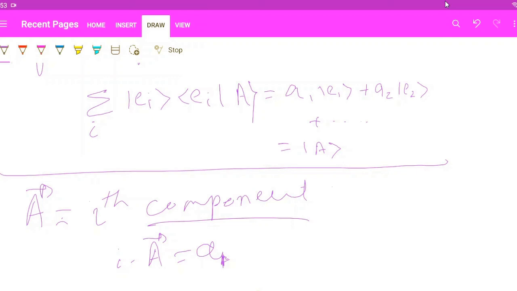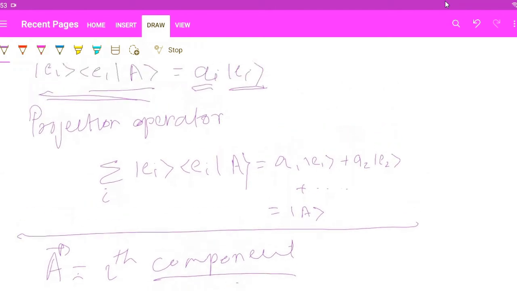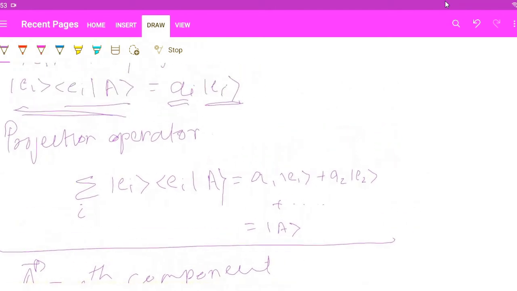That's why I did not say anything like this. But here I don't know, so I need to specify along which basis vector direction it is. And that's why I need to take this particular thing.